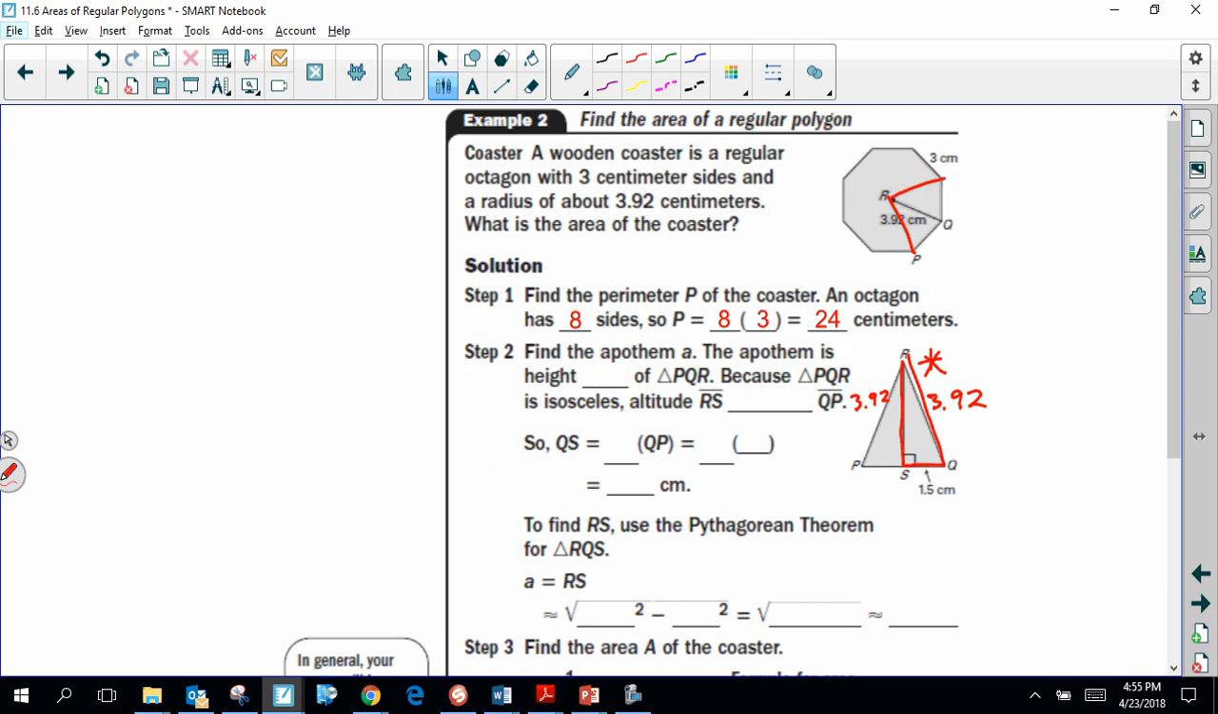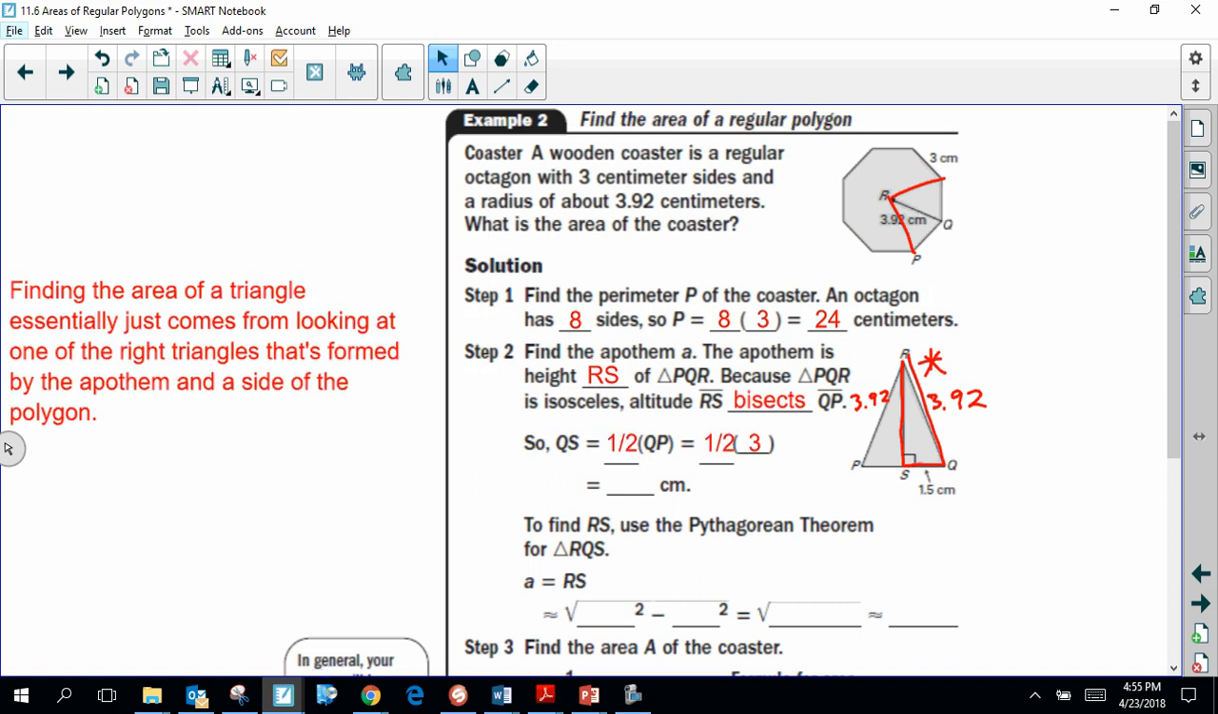So looking at the right triangle there, we can find the apothem using the Pythagorean theorem. The radius is 3.92. One side of the right triangle, the other leg of the triangle, is 1.5. So we can use that information to find the apothem.